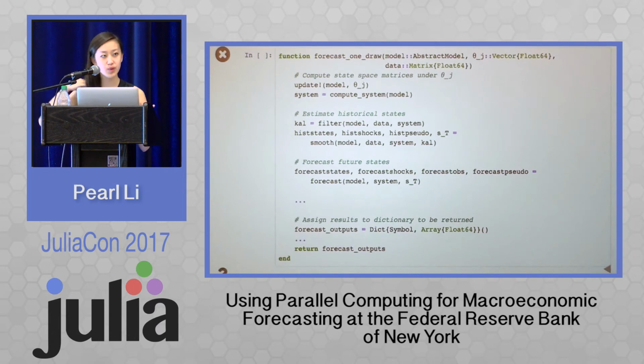For an example of how forecast one draw works, it basically looks like the inside of that naive implementation. It looks like the inside of that for loop. So again, given some parameter vector theta, we can update the model to compute the state space matrices given those parameters. And then we will just do all the things that we wanted to do before. We'll estimate what the states were throughout the history. We'll forecast future states. We might want to compute shock decompositions, do all these things, and then what we'll return is this dictionary just mapping the names of the things to the actual arrays themselves.